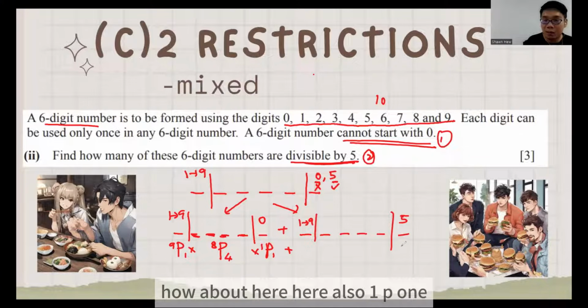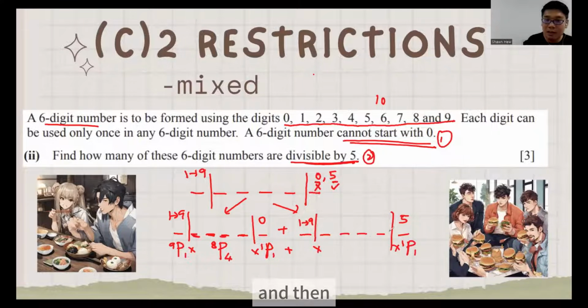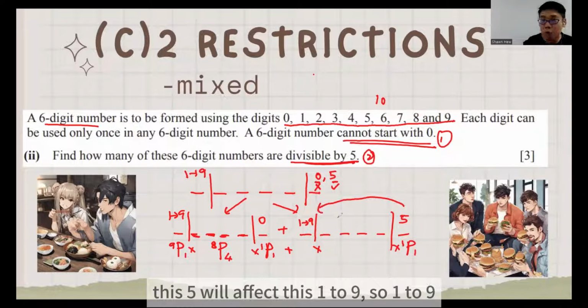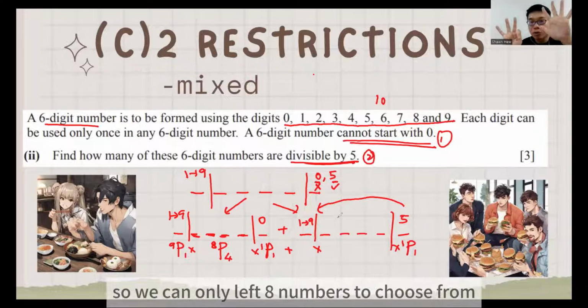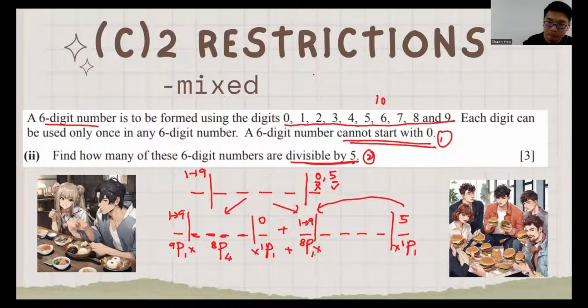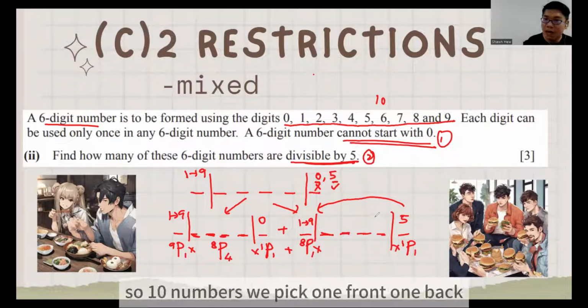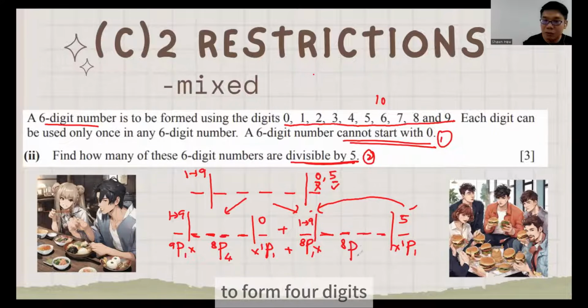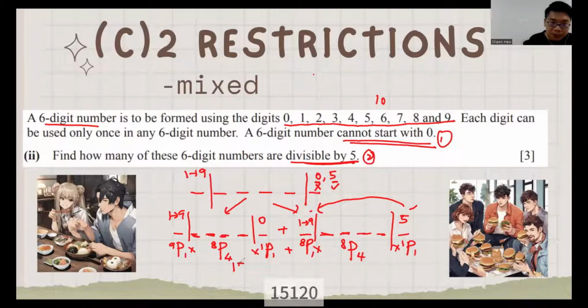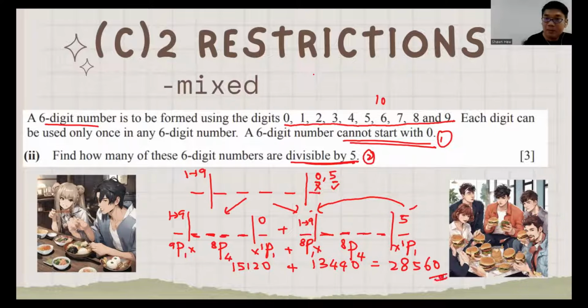How about here? Here also 1P1. And then this 5 will affect this 1 to 9. So for 1 to 9, instead of initially having 9 numbers, the 5 is confirmed picked out, so we can only have 8 numbers to choose from here. So it's 8P1. Then the middle part is again the same: 10 numbers, we pick one front, one back, so we have 8 numbers to fit in here to form 4 digits. 15,120 and 13,440. 28,560. Done.